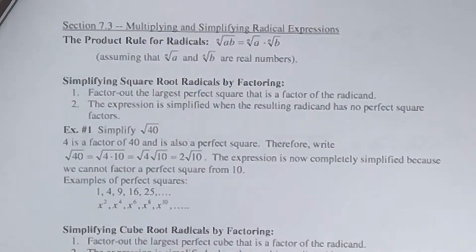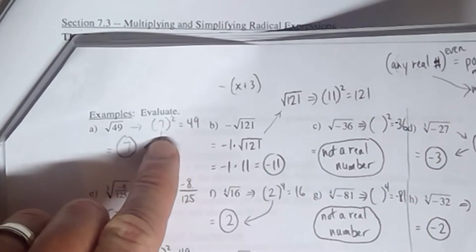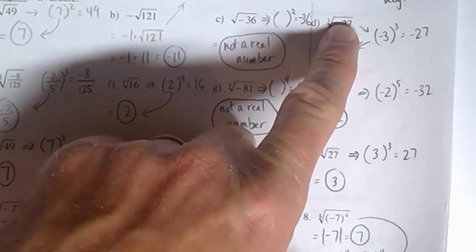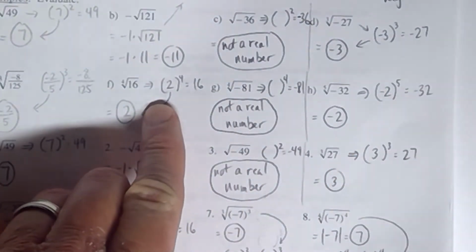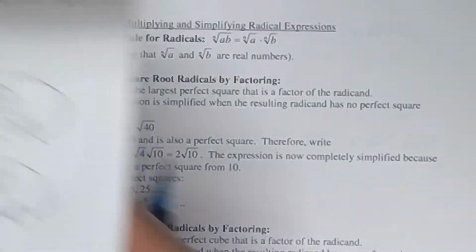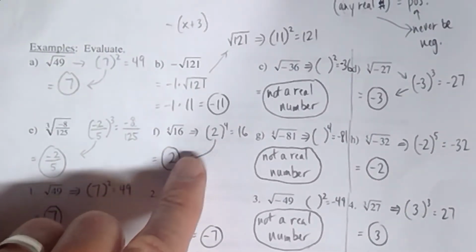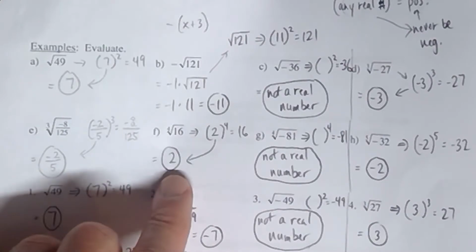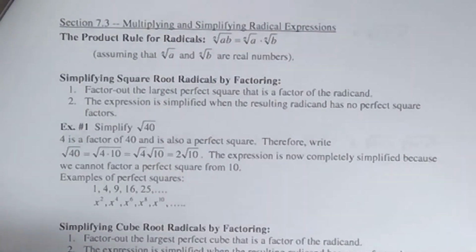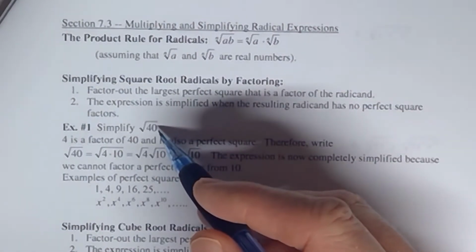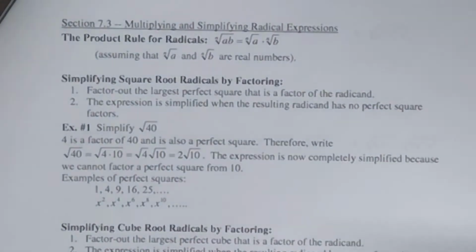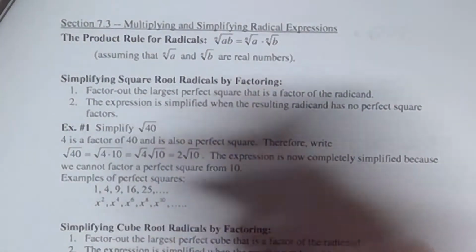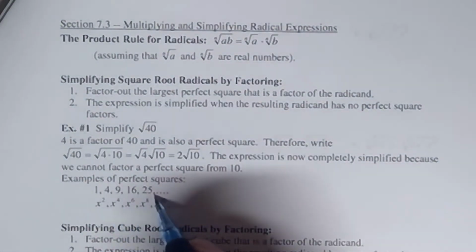So there's evaluating that we saw back in 7.1, where you figure out what the root is equal to, whether it's a square root, a cube root over here, or a fourth root, whatever it may be. That is when you evaluate it, and the radical actually disappears because you figured out what the root was equal to. Here we're not trying to figure out what the square root of 40 is equal to. Now sometimes we will end up figuring out what it's equal to, if it's one of these numbers, even if they say to simplify it.